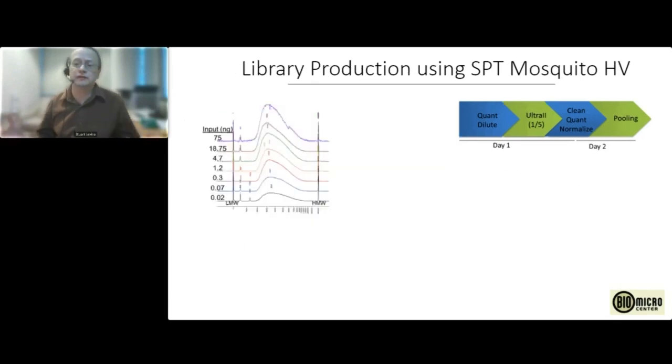And so how does this work? This works very robustly. We can do libraries with inputs from 75 nanograms down to 20 picograms of input and get very reproducible traces.